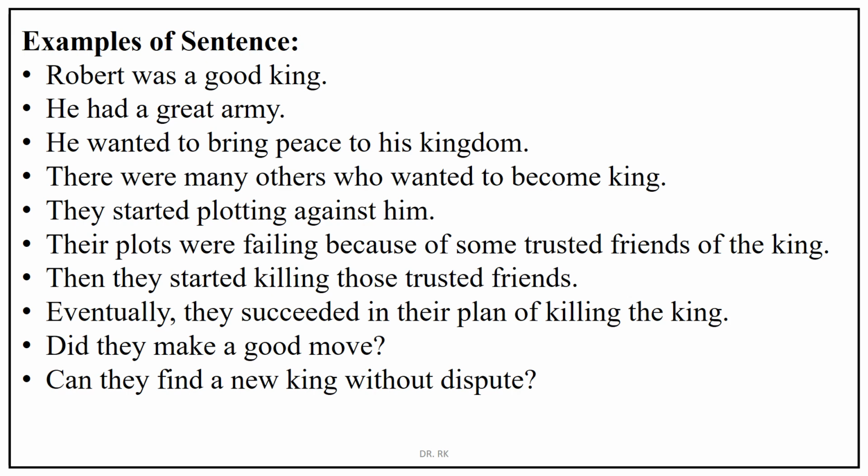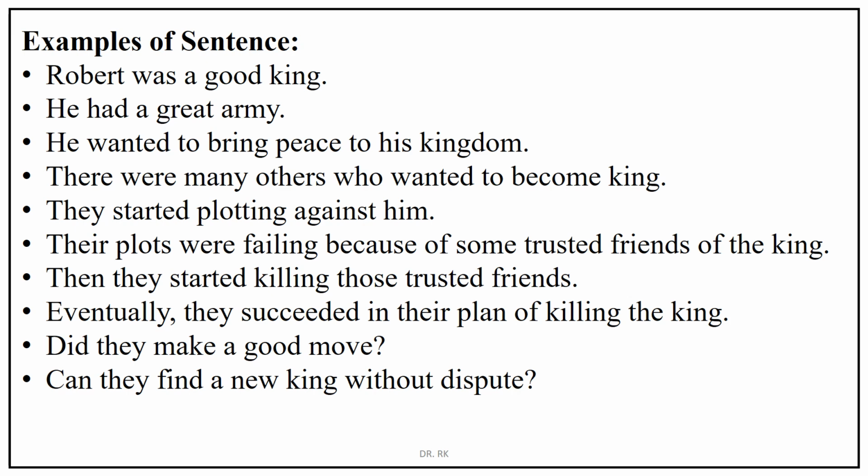Examples of sentence. Robert was a good king. He had a great army. He wanted to bring peace to his kingdom. There were many others who wanted to become king. They started plotting against him. Their plots were failing because of some trusted friends of the king. Then they started killing those trusted friends. Eventually, they succeeded in their plan of killing the king.